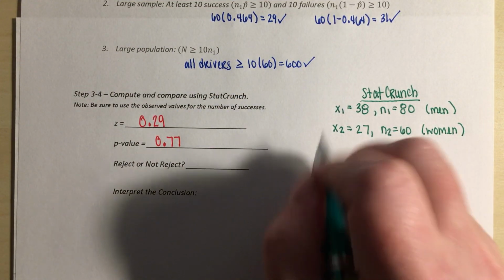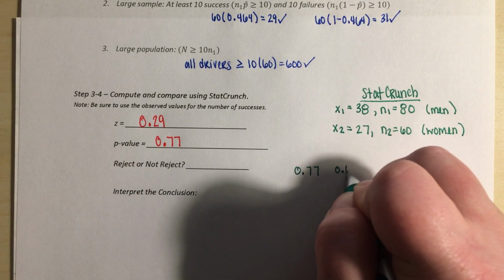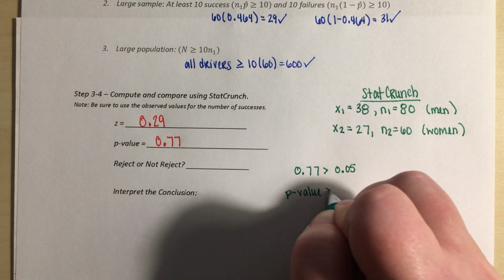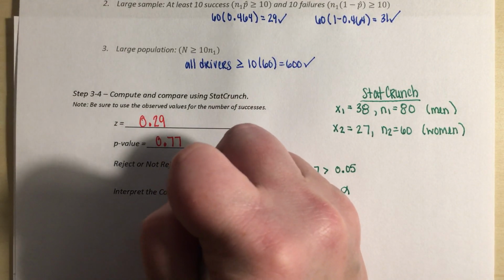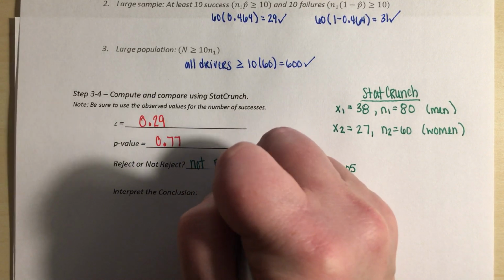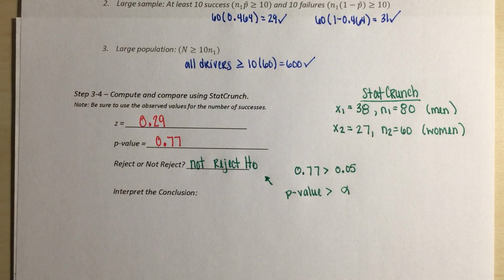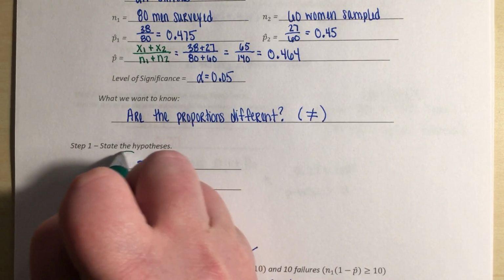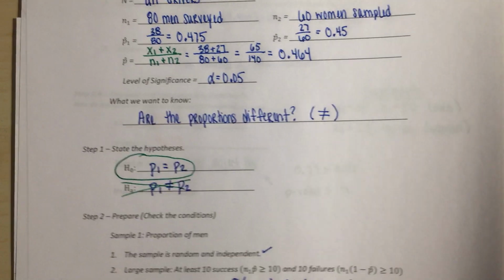So if we compare these, 0.77 is our p-value, 0.05 is our significance level. This is clearly larger. So our p-value is larger than alpha. That means we are going to not reject our null hypothesis. So going back to our previous page, here we have our hypotheses. We are not going to reject our null hypothesis, so that one gets circled. Our alternative hypothesis gets crossed off.